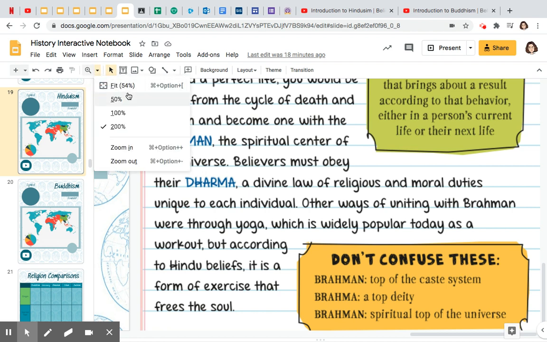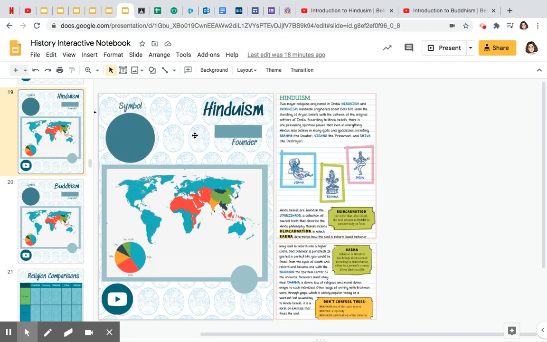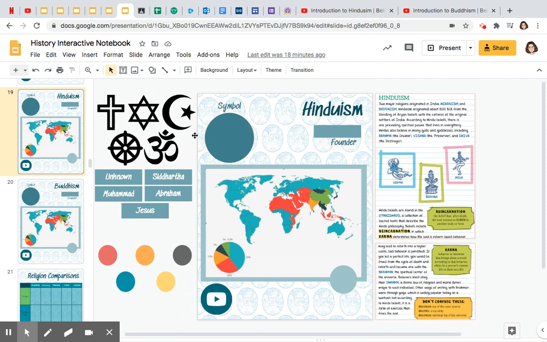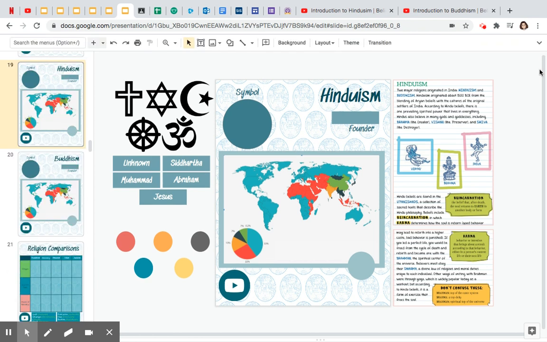So we'll zoom out a little bit. I should say, Hindus are more than likely going to be vegetarians because of the belief they have that you can be reincarnated into an animal. So the fact that you could be eating what was at one point a human makes sense for them to not want to eat meat. The symbol for Hinduism is called the Om.